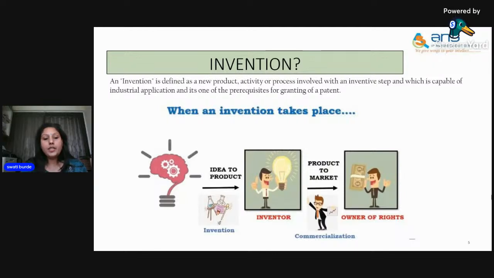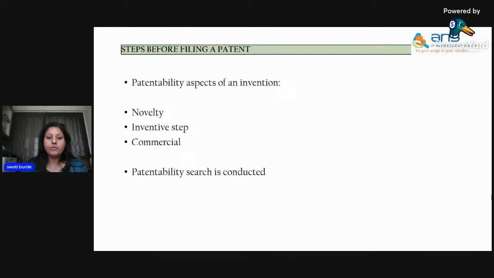And when invention takes place, it is an idea to product, and then the product can be commercialized or it can be launched into the markets. Then only the patentee can enjoy his patent rights. So these are the three basic aspects of invention, that is novelty, inventive step, and commercialization.